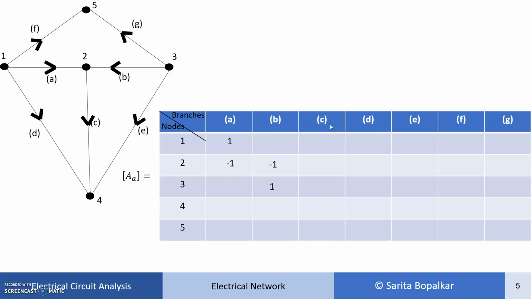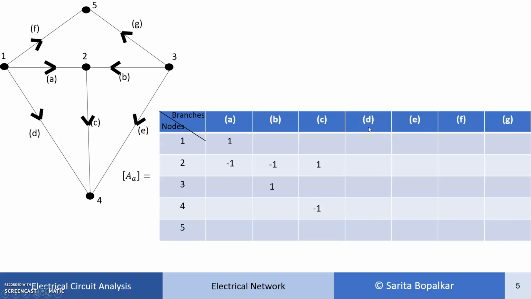Similarly, you can easily do it for branch C. Which nodes are included? Branch C is incident at nodes 2 and 4. For node 2, orientation is away from node 2, so the element for node 2 and branch C should be 1. And for node 4, it is towards node 4. Node 4 and branch C, it is -1, towards the node.